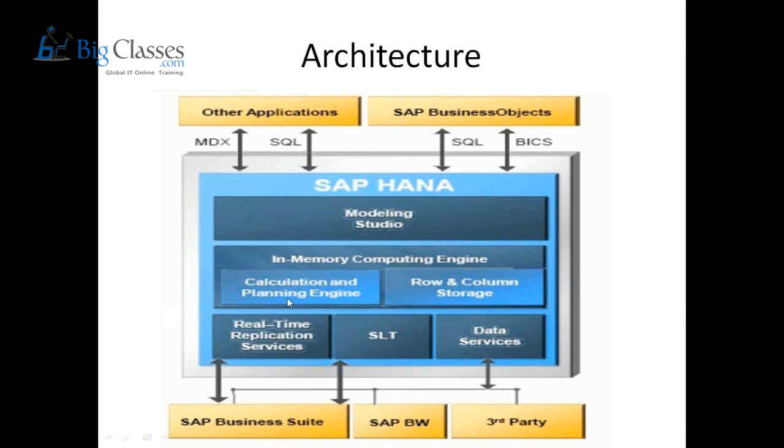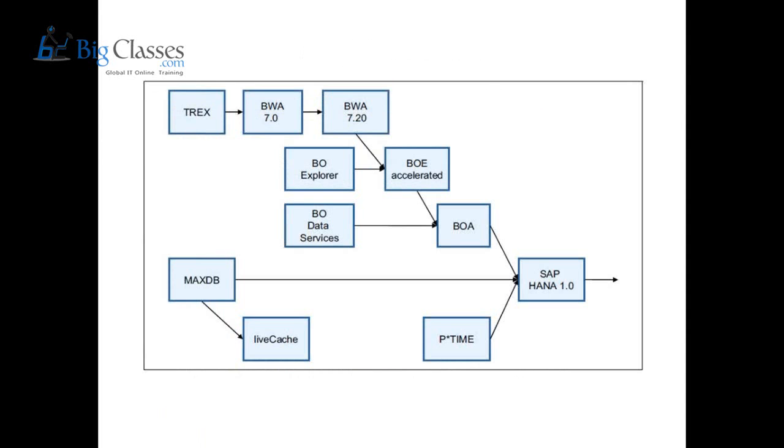And once your data is stored, your calculation and planning engines will help you to respond quickly to queries on top of this database. And also you can build your models here so that you can feed these models to the front-end reporting tools, right? So for other applications you connect through MDX and SQL, and for SAP business objects you go with SQL and BICS. So BICS is business intelligence consumer services, I guess, right?